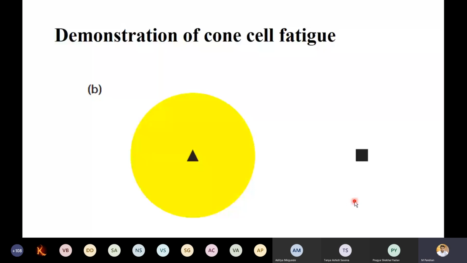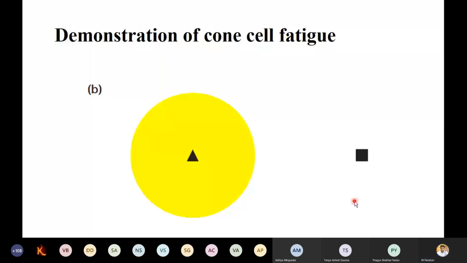This is a demonstration of cone cell fatigue. After the image, we have to hold for 30 seconds, then shift the gaze to your square. You will get a particular different color. It is the effect taking place in the cone cells. Okay. Now there are many experiments in this lecture. We will see them one by one. It is a trial.